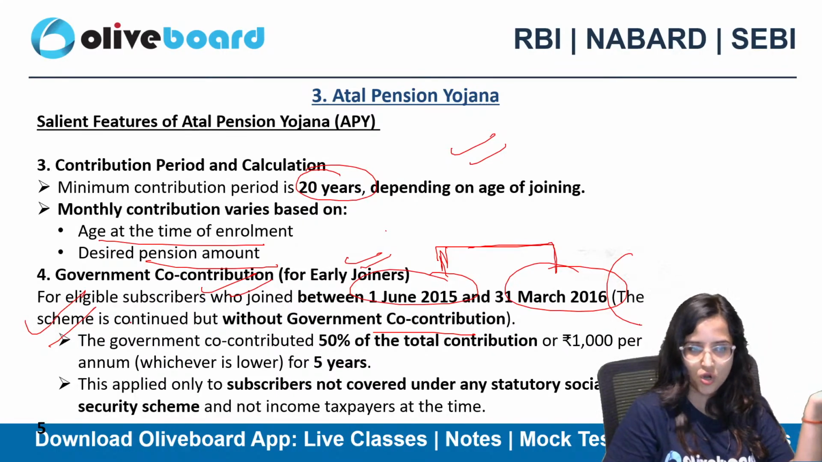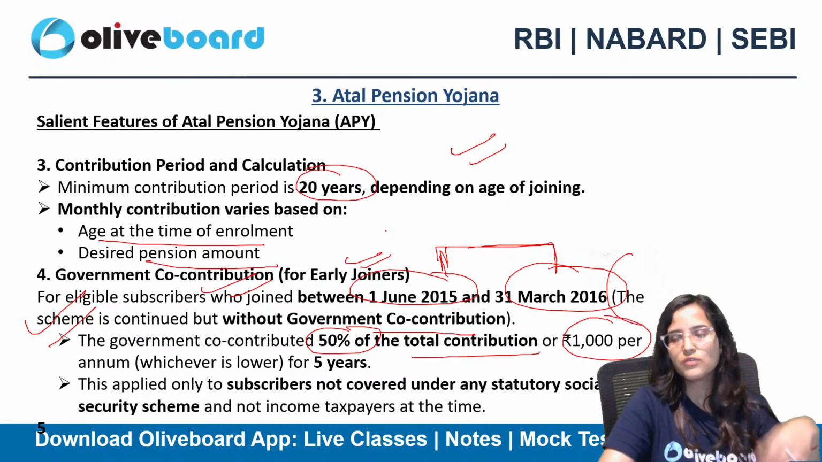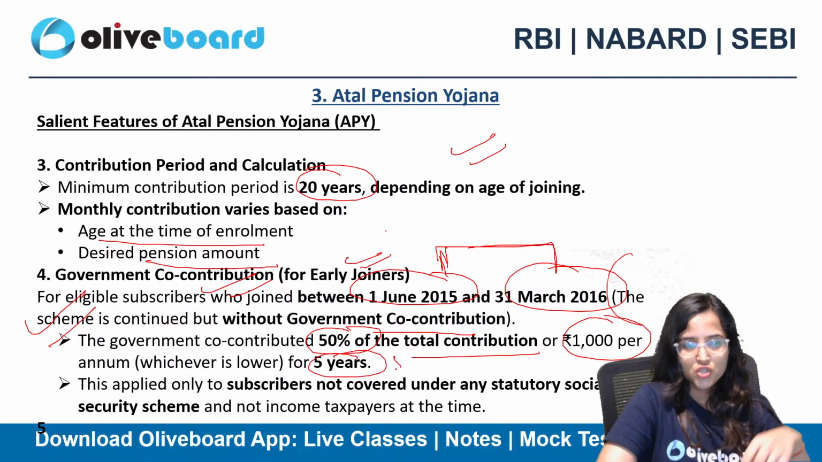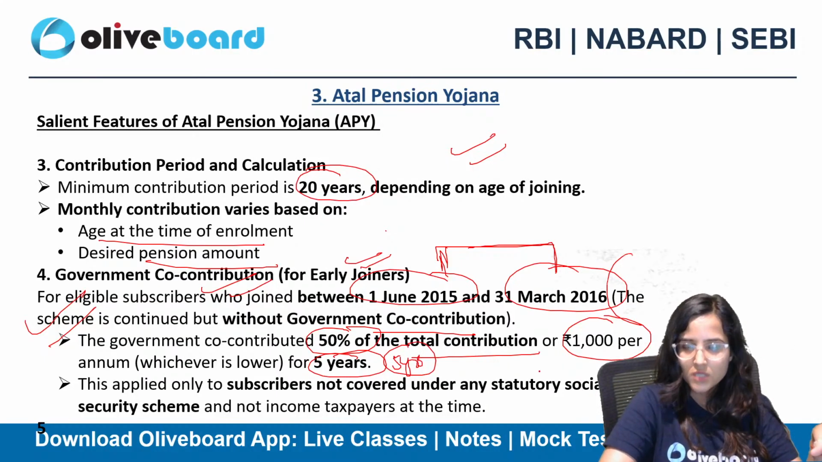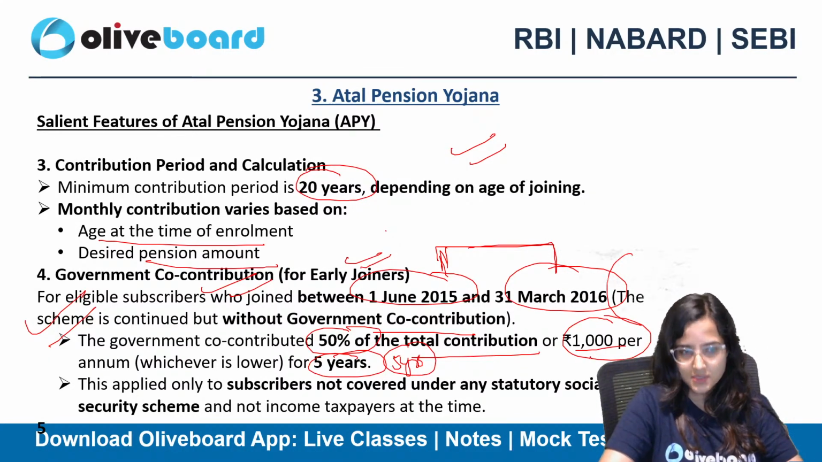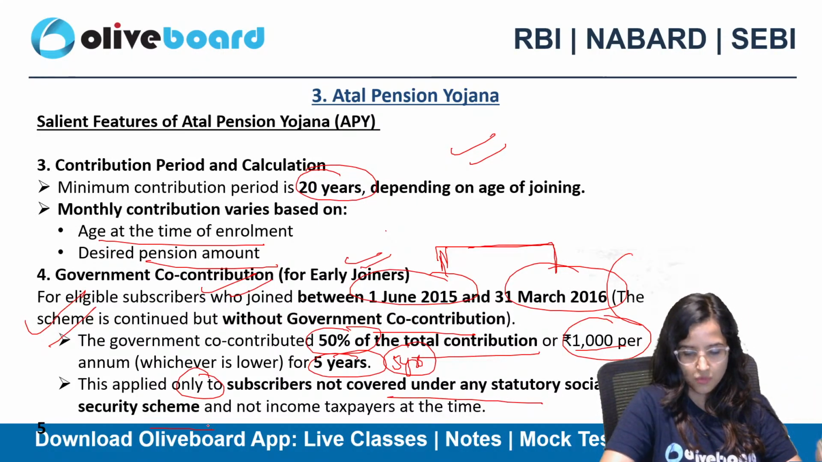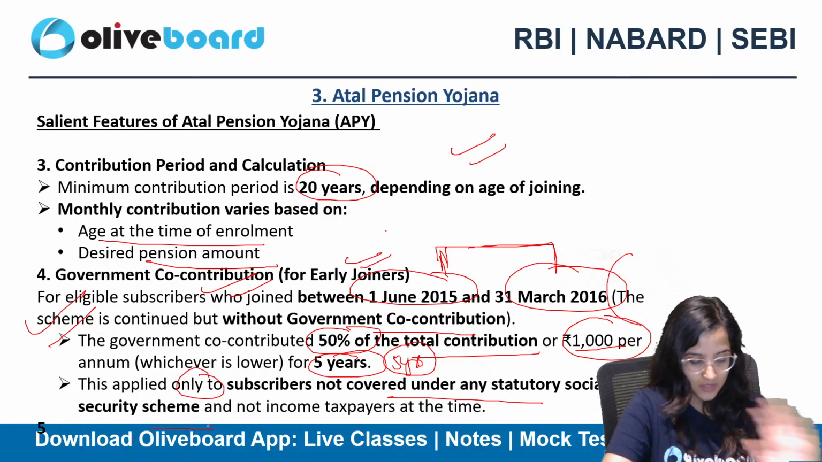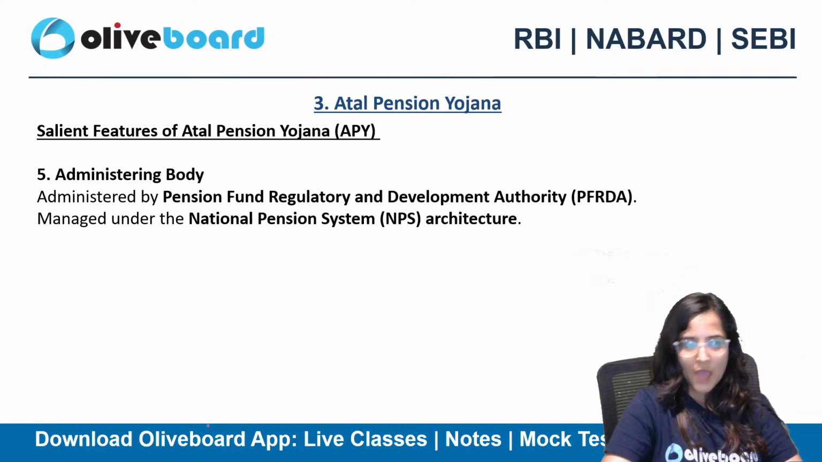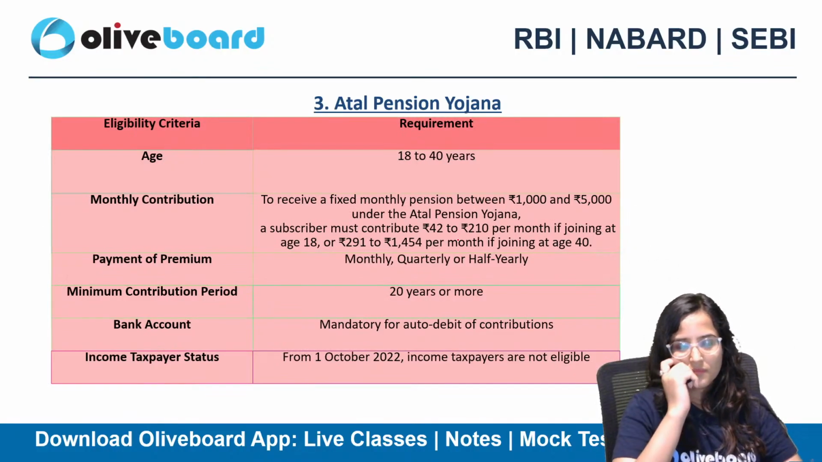Initial 1 year, you can say in short. Okay, and the government co-contributed 50% of the total contribution or 1000 per annum, whichever is lower, for 5 years. So for 5 years only we have government's co-contribution. That is 50% of the total contribution or 1,000, whichever is less. And this applied only to subscribers not covered under any other social security scheme. The administering body is PFRDA, managed under the NPS architecture. This APY. Okay? So this is in short.